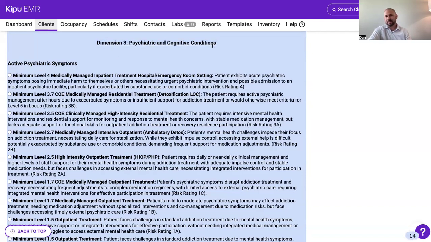Psychiatric and cognitive conditions, guys, I just view this one as mental health. That's really what it's talking about. Co-occurring, they're in addiction. What is the severity of their mental health concerns?